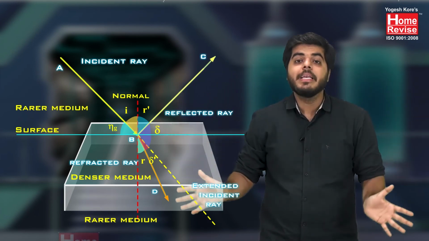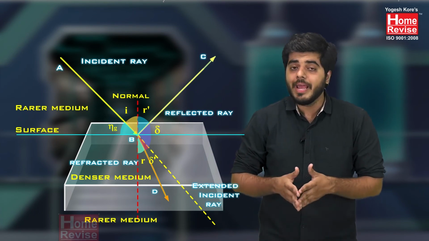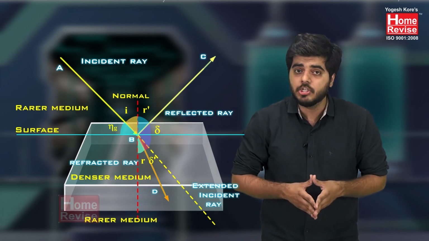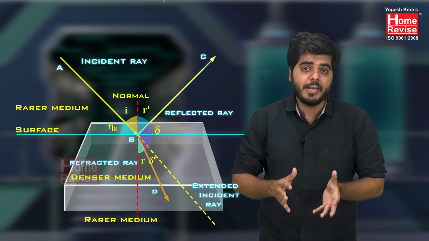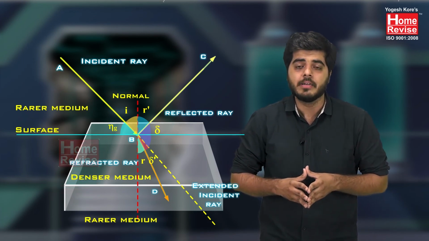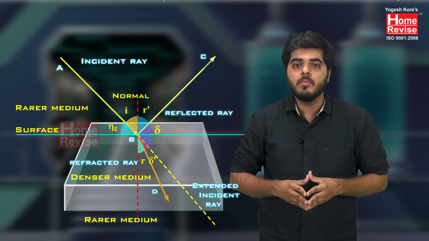So here we have completed the entire diagram, or I can say the ray representation of how exactly an incident ray gets reflected and how exactly it gets refracted. Hope the concept is clear to you. Just have a look.